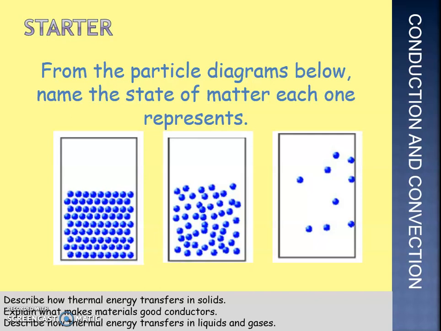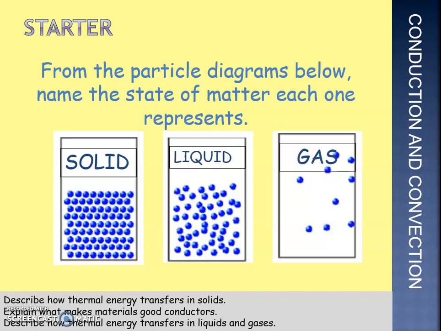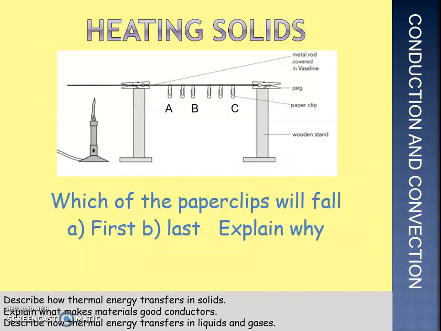Okay, so the first diagram we see there represents a solid. The second one represents a liquid, and the third one represents a gas. Particle arrangement is going to be very important today in understanding how heat transfers through any of these substances. If it's a solid or a liquid or a gas, the way that heat transfers through there will be different.